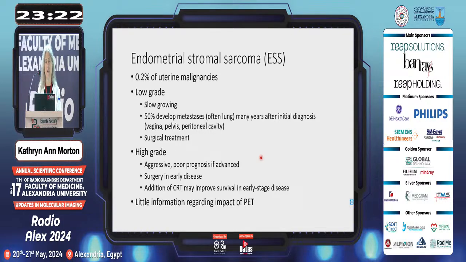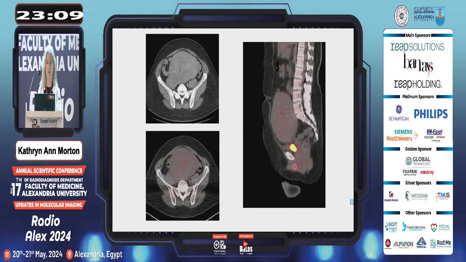Surgery is indicated in early disease, and additional CRT may improve survival of early-stage disease. There's very little information regarding the impact of PET in these patients.